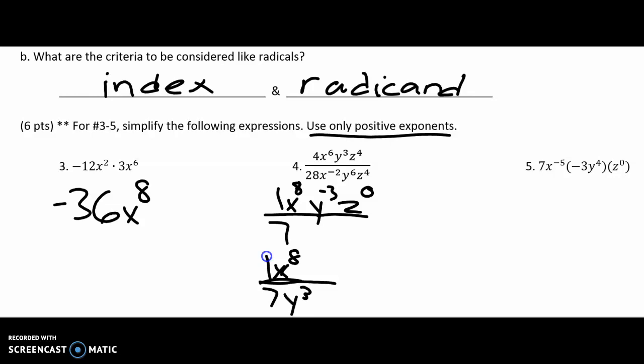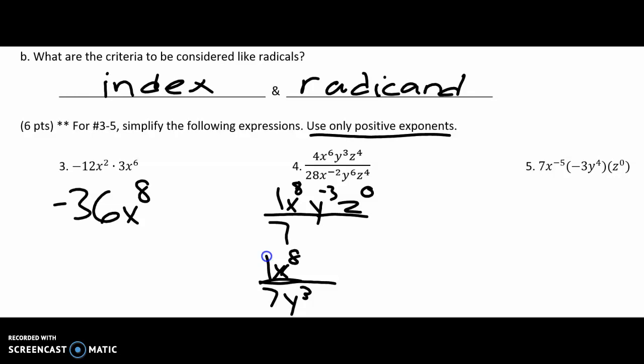Now, I had a teacher a long time ago say, hey, what you do is you bring it downstairs. If you want to change its attitude, bring it downstairs. So that's what we're going to go with here. So there's that one there. You should have 1x to the 8th over 7y to the 3rd.